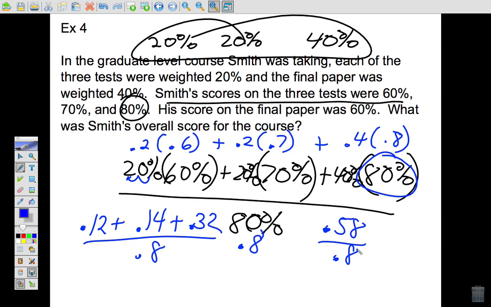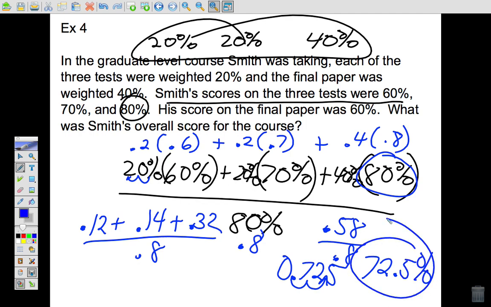And rounded, I get 0.725. Or turn it back to a percent, change the decimal back to a percent. That's 72.5%. So I was pretty close. All right, so the overall score that this person got for the 3 papers was a little bit beyond the 70%. Well, why wasn't it closer to 80? Because this brought the person down a little bit.